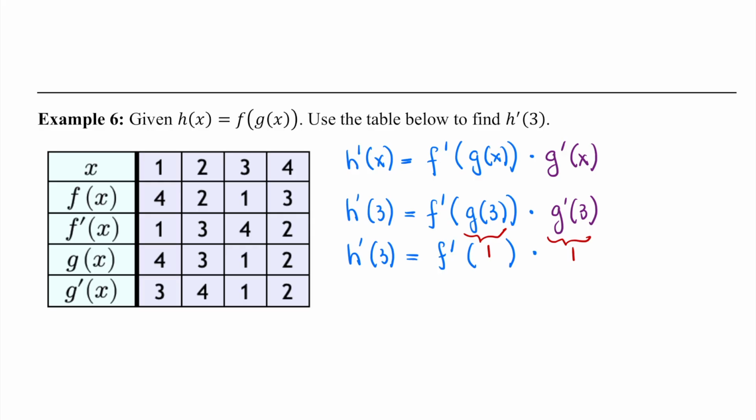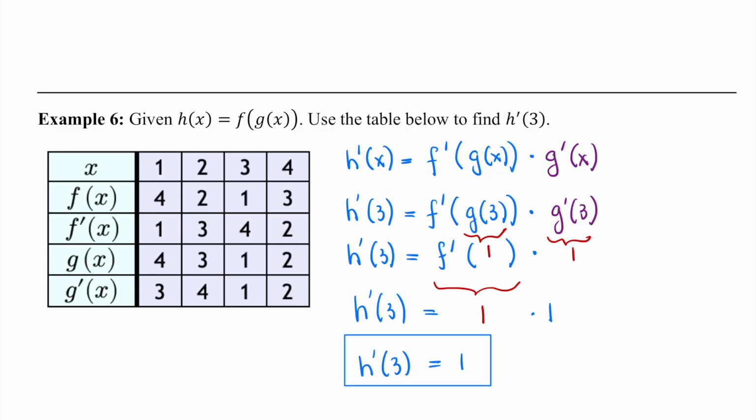Then now we need to find f prime of 1. When x is 1, what is f prime? From the table, when x is 1, f prime is 1. So we'll replace f prime of 1 with 1. So I have h prime of 3 equals 1 times 1. And 1 times 1 is 1. So h prime of 3 equals 1.